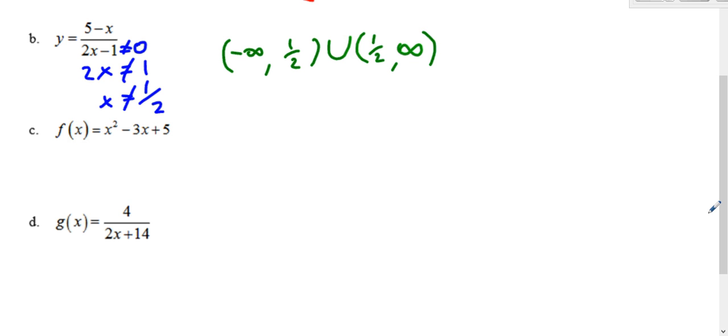For c, x squared minus 3x plus 5. There's no restrictions there. So the domain is negative infinity to positive infinity. The only things that have restrictions at this point that we're looking at: cannot divide by 0, can't do square roots of negatives. No restriction for that.